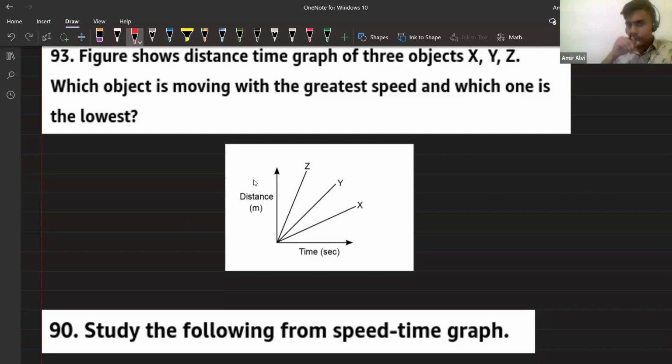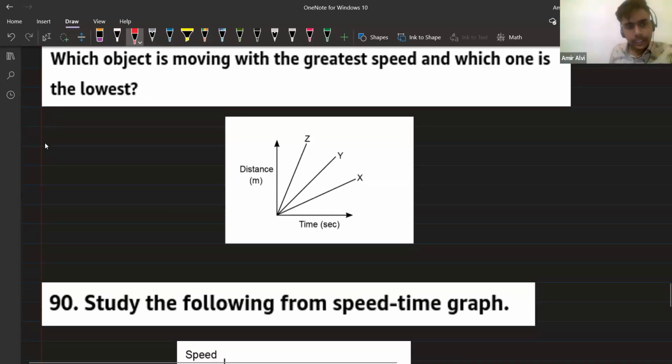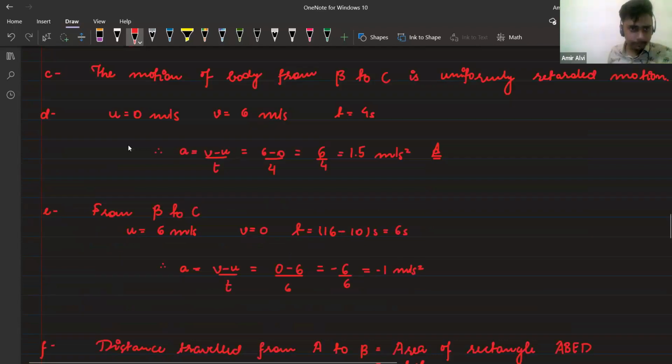So the question is saying that the figure shows the graph of the three objects X, Y, Z. Which object is going with the greatest speed and which one is slowest? So in the graph part, basically the slope of the distance time graph gives you speed, yes or no? Slope is equal to speed in the graph, yes or no? Yes, sir. So in the last part, I've told you the steeper the slope of the distance time graph, the greater will be the speed, right? There was a point written right there.